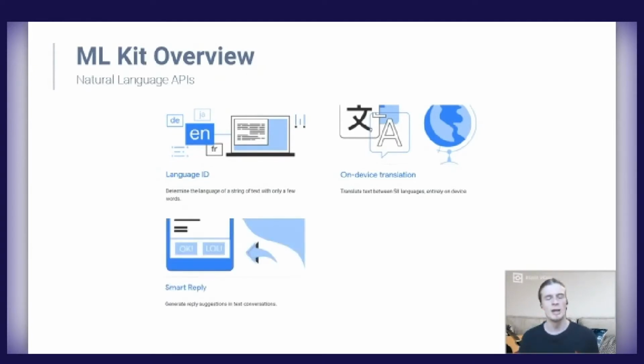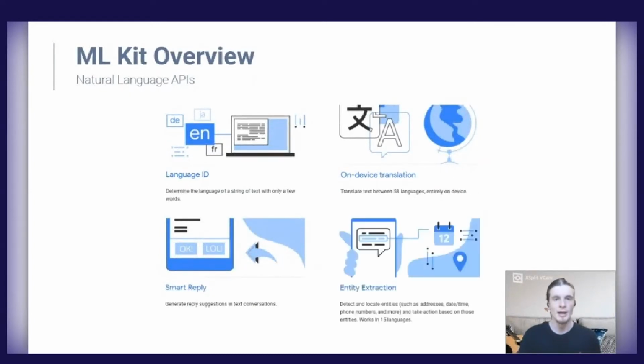Smart replies. So if you're an Android developer, you're probably familiar with this already. The Android OS uses this to generate inline replies for your notifications, but you can use it inside your applications to generate reply suggestions in text conversations. And then finally, entity extraction. So being able to detect and locate entities. And when they say entities, we mean things like addresses or date and time, phone number, and so on. And then take actions based on those entities, and that works in 15 different languages.